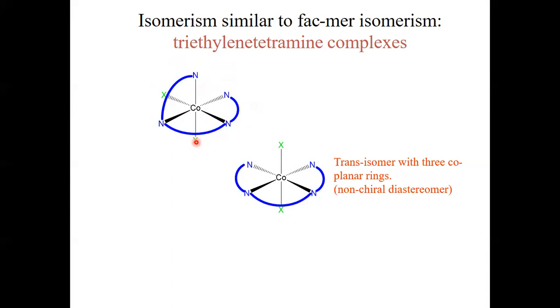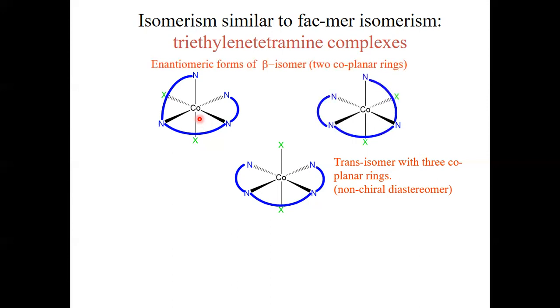We can see in this case also that while this original molecule here was a non-chiral molecule, this molecule here is actually a chiral molecule. Therefore, there must be a mirror image to it, and that mirror image would be the enantiomer to this molecule here, and would be another isomer. Okay? So therefore, there are two enantiomeric forms of this so-called beta isomer, which has two coplanar rings.